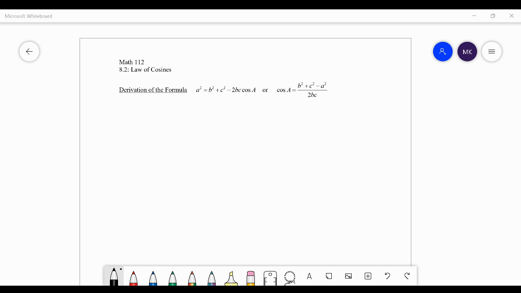So the law of cosines and law of sines are very similar ideas. Their derivation is very similar as well. So let's quickly go through the derivation of the law of cosines. This is not something I'm going to ask you to ever do, but I want to show it to you guys so that you understand where it comes from and how it works.